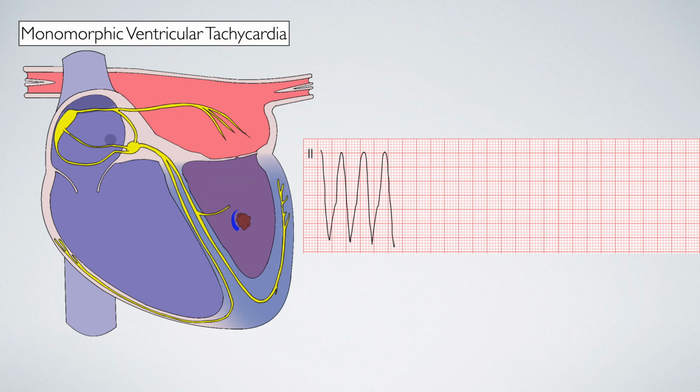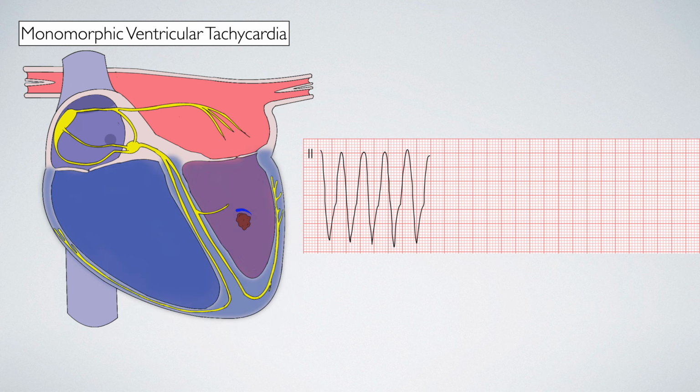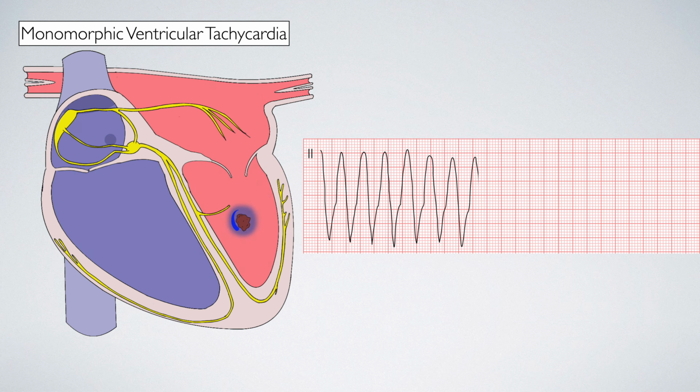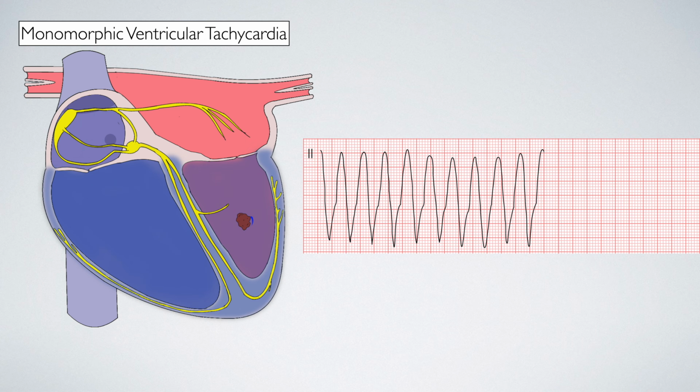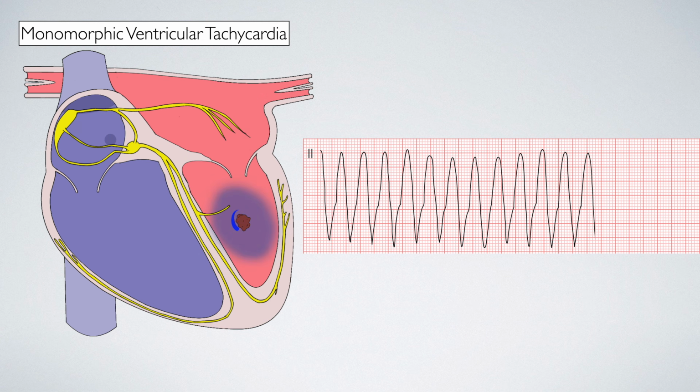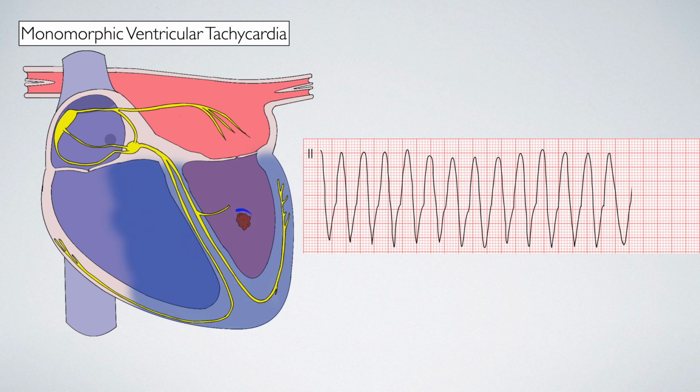P waves may sometimes be seen, but they are very difficult to identify. The asynchronous depolarization across the ventricles makes contraction less coordinated and can lead to significant reduction in cardiac output and hemodynamic compromise.